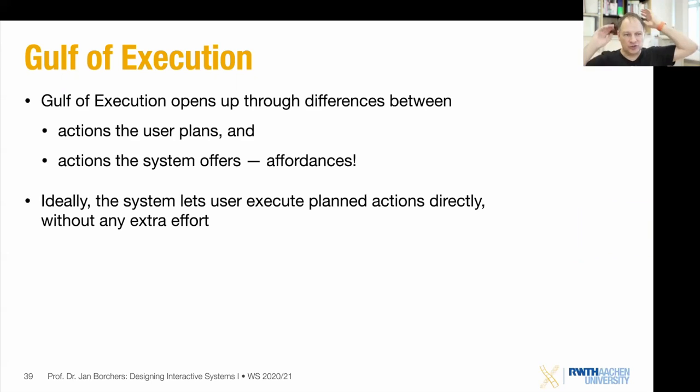So the gulf of execution opens up because there are differences between the actions that you plan and the actions that the system offers, which are the affordances that it has. And if that shouldn't be happening, then ideally, the system would let you execute all the things that you've got planned directly without any extra effort. That's the perfect world.